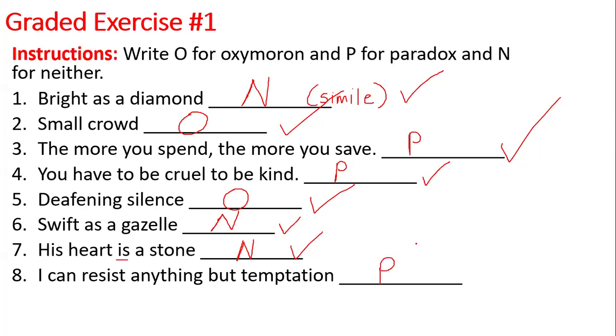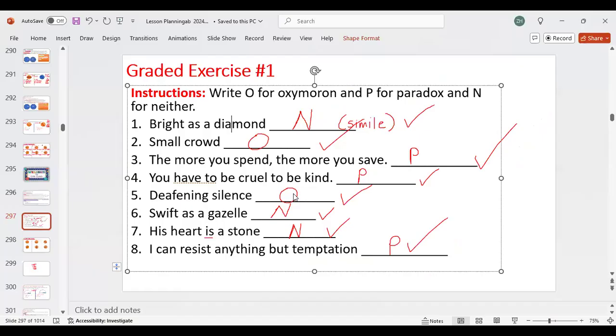The big paradox. I got all right. How can you resist anything but temptation? Anyone else got all right? Anyone else got all right? I did. And change it now. I get all right.